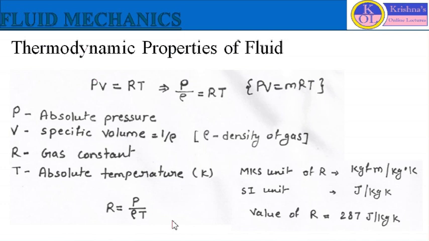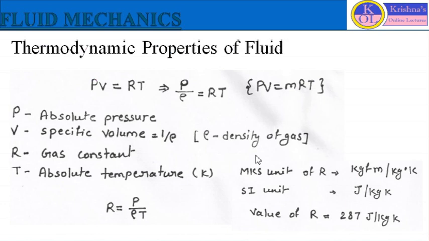We can also define the value of R. R is called the gas constant, and the value of R we generally consider is 287 joule per kg Kelvin. It depends upon the type of gas, upon the particular gas. These are different units of R. The SI unit is joule per kg Kelvin, and the MKS unit of R is kgf meter per kg degree Kelvin.